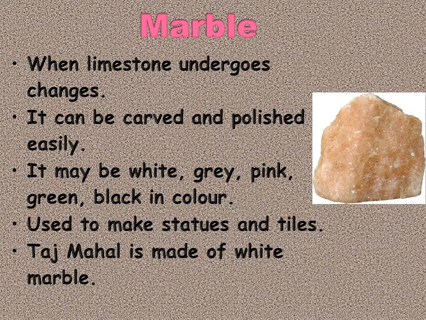Marble is formed when limestone undergoes changes. It can be polished easily and it is available in white, grey, pink, green and even black in color. It is used to make statues and tiles. The famous Taj Mahal in Agra is made of white marble.